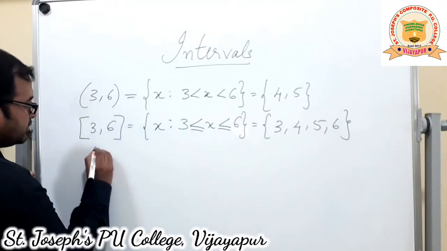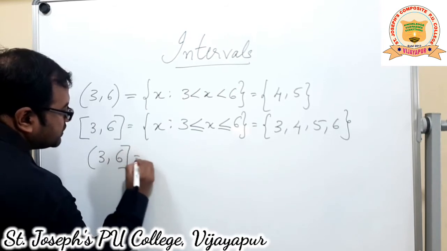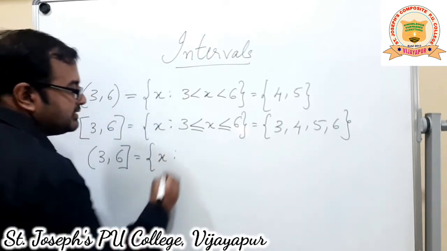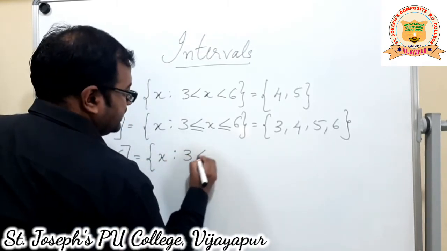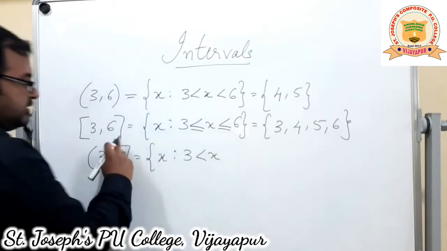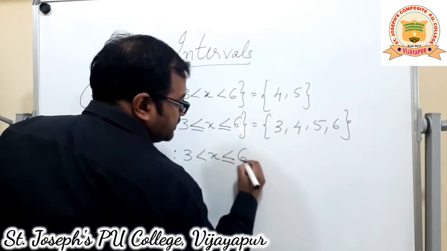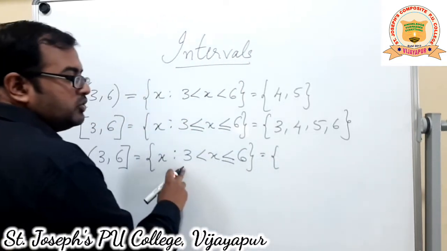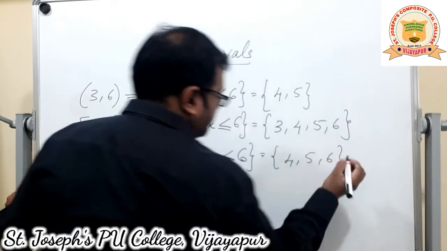What about semi-open? (3, 6] closed. Now how do you define that? Set of all x such that 3 < x, here it is a round bracket, so strictly less than, and ≤ 6. Now 3 cannot be included, whereas 4, 5, 6 will be included.